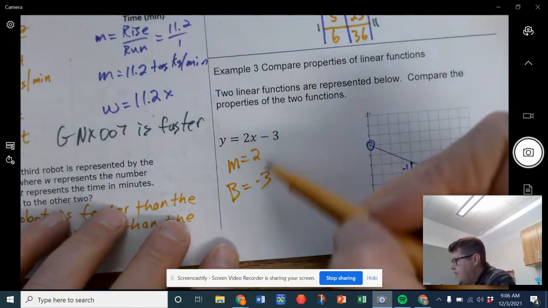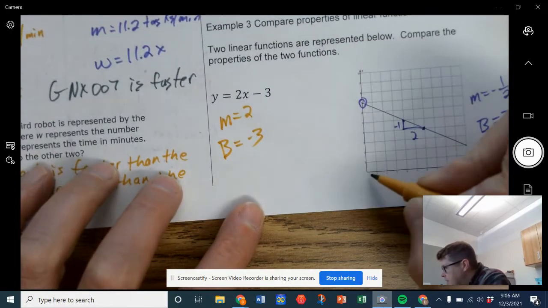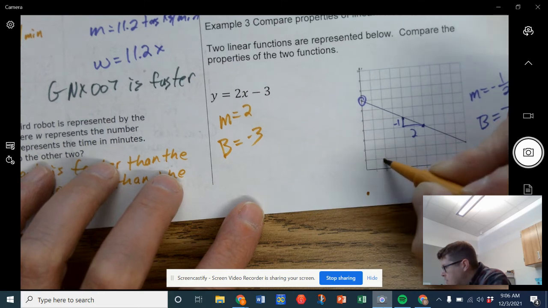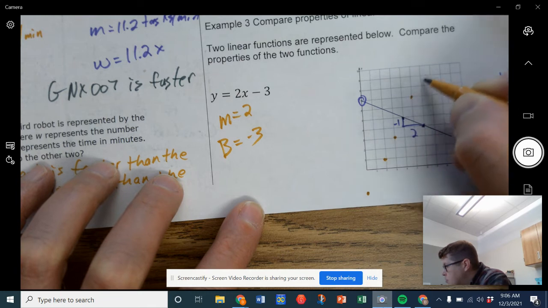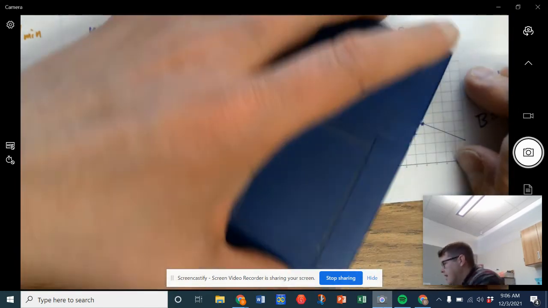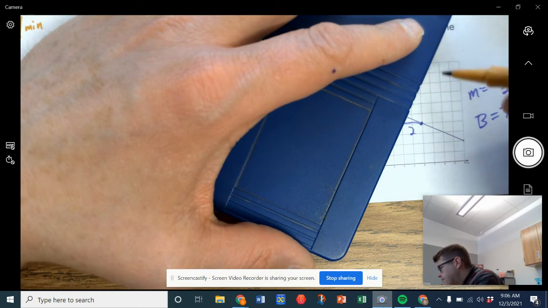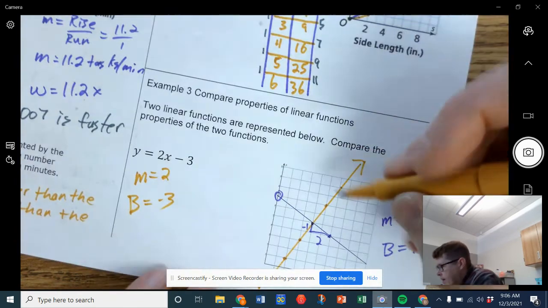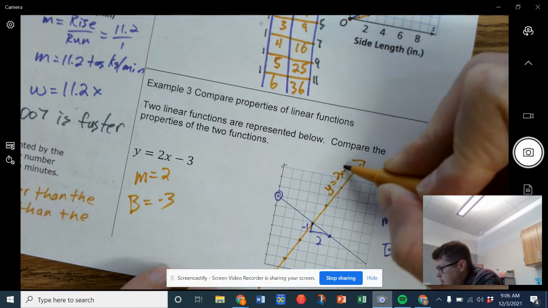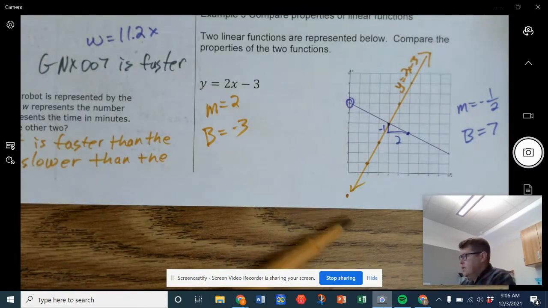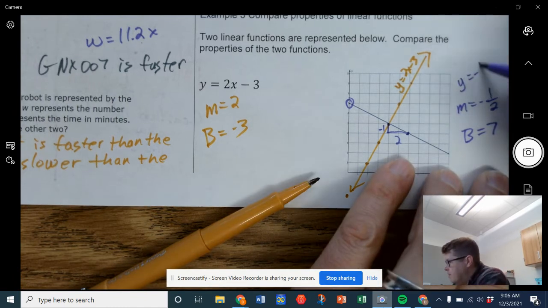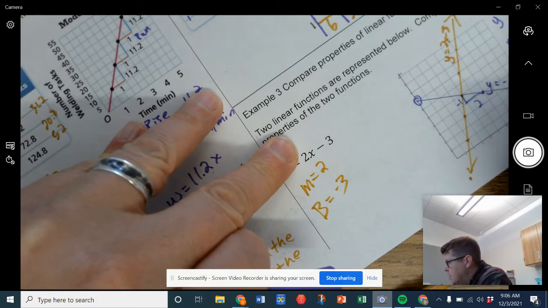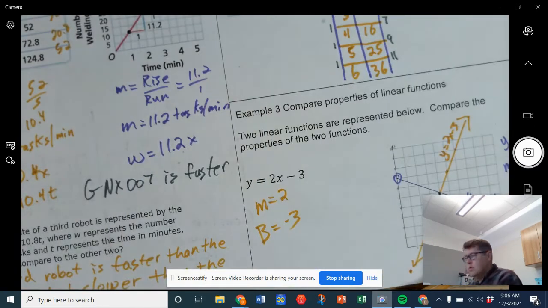If I were to graph this one here, we'd start at -3. Again, I don't have it on here, but it would be about right here. And you go up 2 over 1, up 2 over 1, up 2 over 1, up 2 over 1. So it would look like that if you were to graph the equation y equals 2x minus 3. Right there, okay? We might as well put this in here: y equals -1/2 x plus 7, just so we can distinguish between the two.